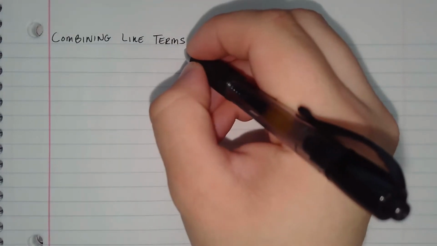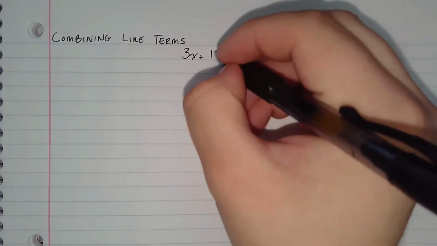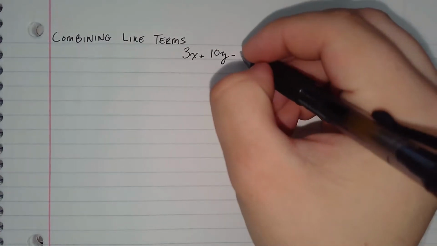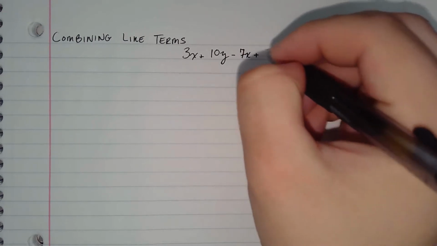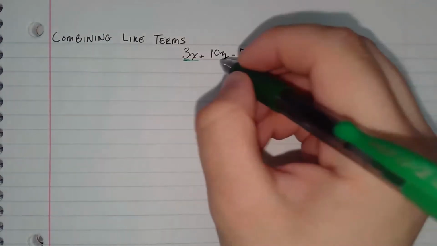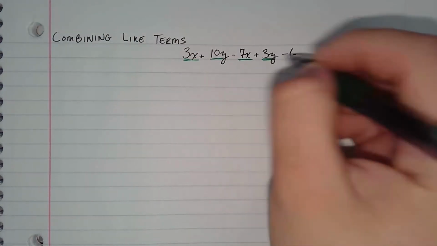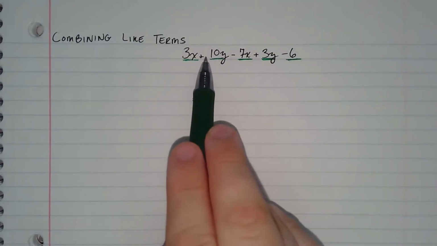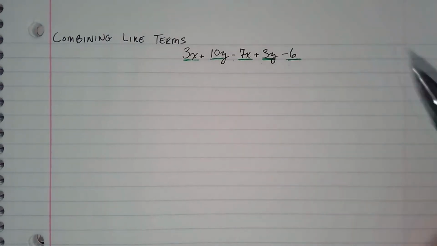So the first thing I wanted to go over is one of the first things you need in order to do algebra, which is knowing how to combine like terms. Put simply, I'll just write an expression. We'll do 3x plus 10y minus 7x plus 3y minus 6. Put simply, terms are just anything separated by a plus sign or a minus sign. So these would be all of your terms. In between them, you have plus, minus, doesn't matter the order. They're just separated by a plus sign or a minus sign.